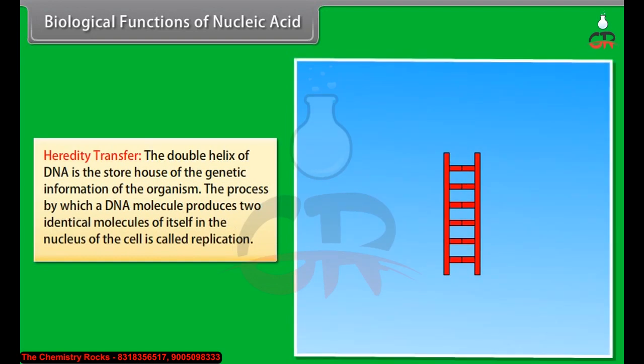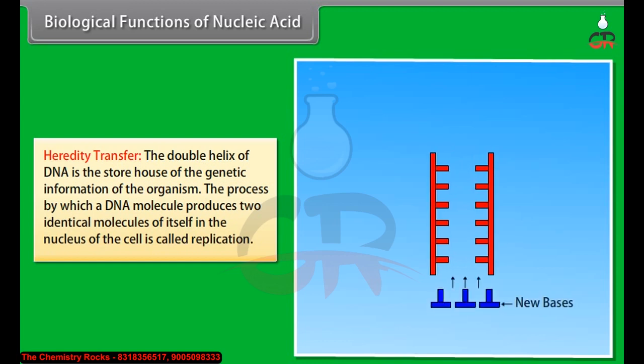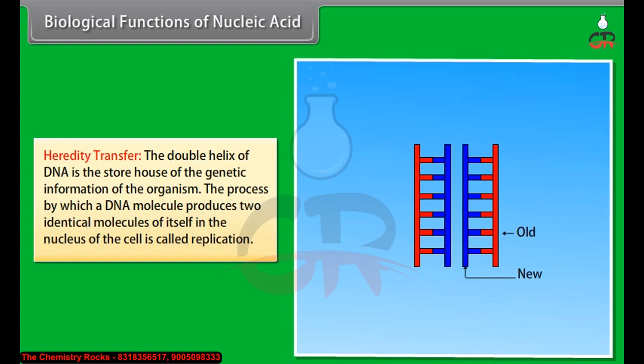Heredity transfer. The double helix of DNA is the storehouse of the genetic information of the organism. The process by which a DNA molecule produces two identical molecules of itself in the nucleus of the cell is called replication.